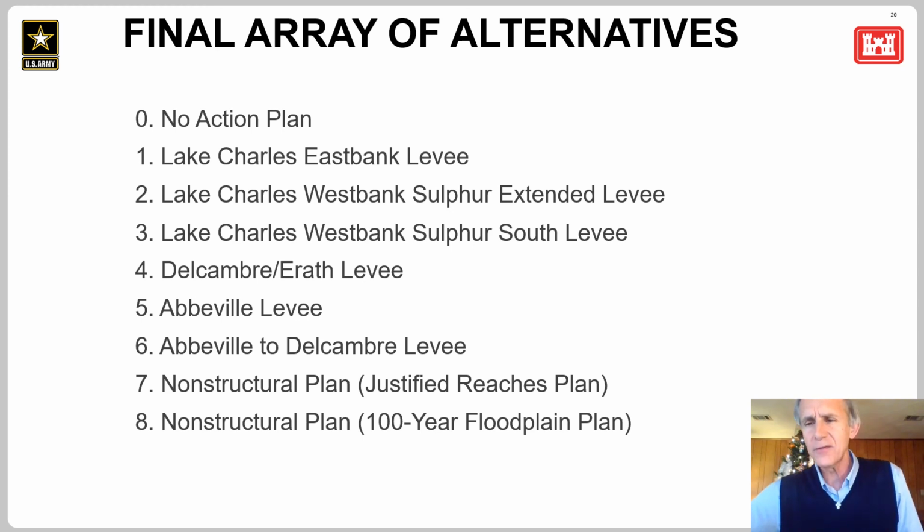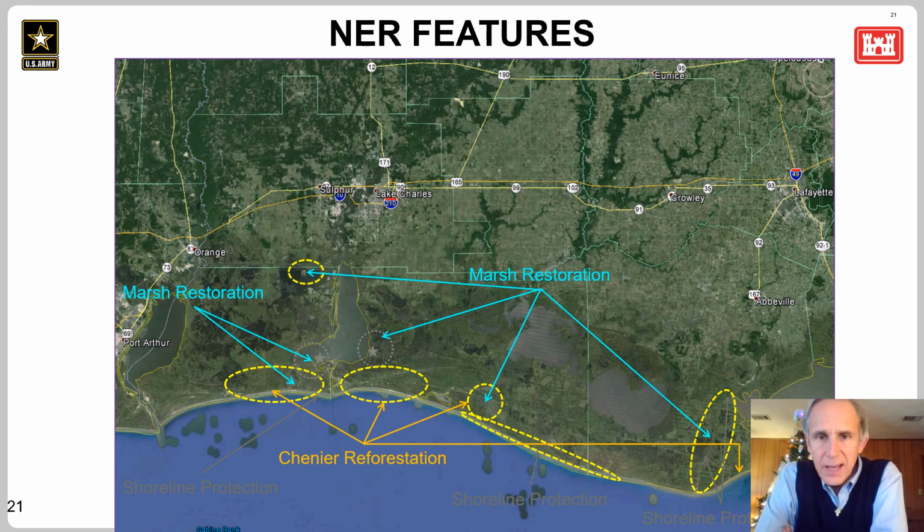So that's all I have for the introduction. I did want to add one slide to the introduction, and that's the National Ecosystem Restoration features. As you can see on this slide, it shows the Chenier reforestation and the marsh restoration. These NER features were looked at along with the NED solutions. Those were also implemented and part of the recommendation, but they are not part of this presentation. But I did want you to see how these NER features can also be used to reduce flood risk.